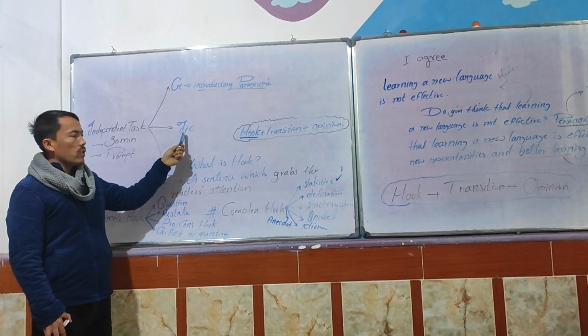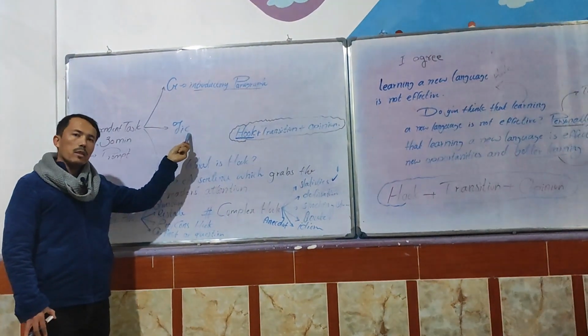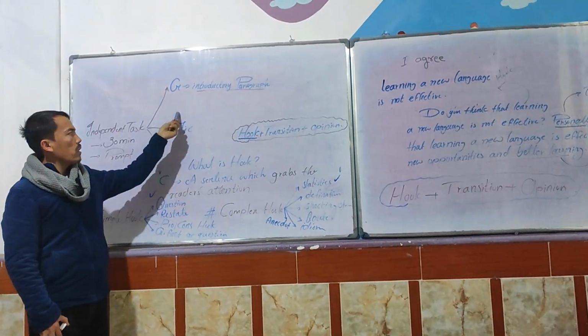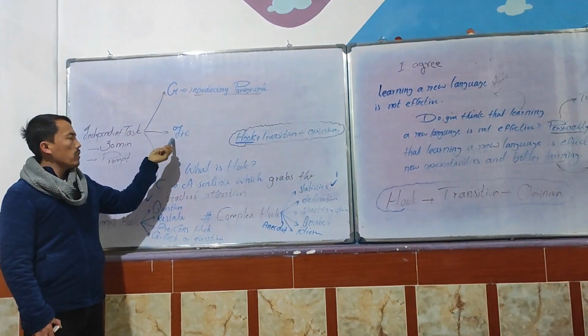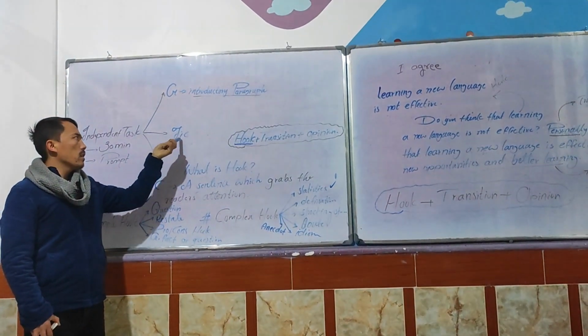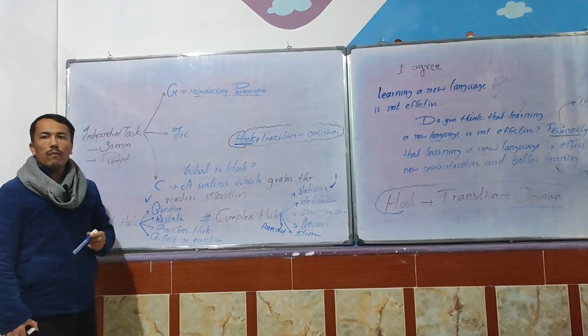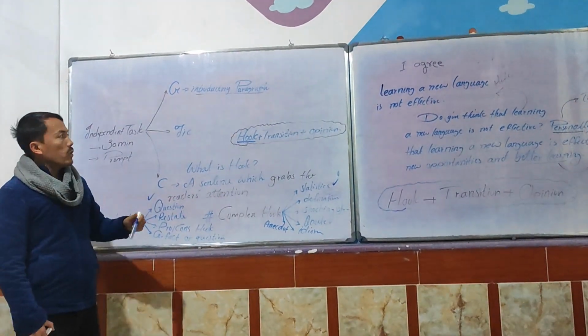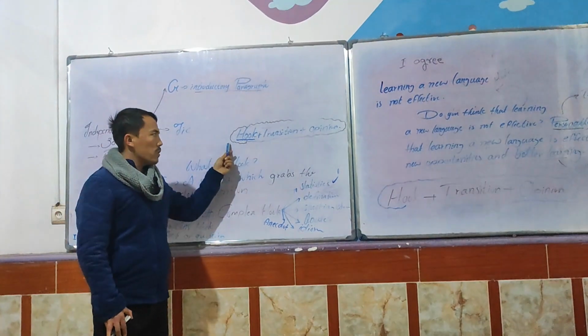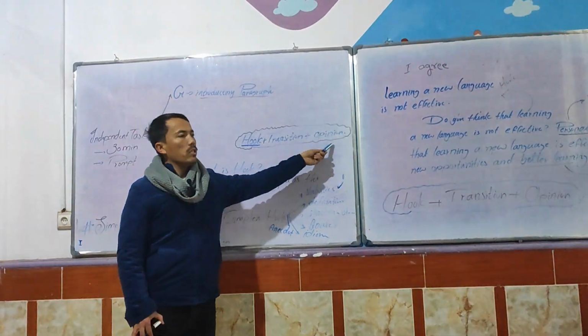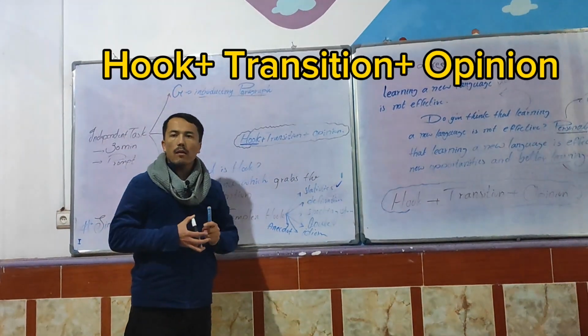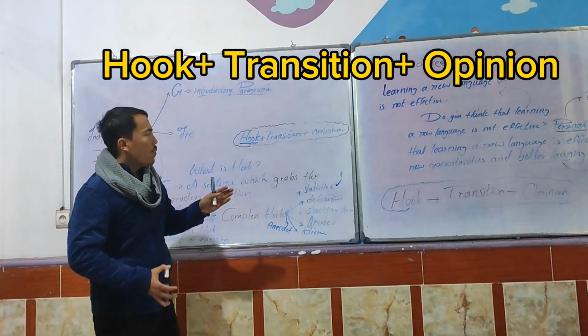Tick means transition, illustration, and concluding sentence. That we have to have 3 ticks here means 3 transitional sentences or words, 3 illustrations, and 3 concluding sentences. And finally, we have to have a concluding paragraph. In today's lesson, we would like to focus on this formula. If you want to write an introductory paragraph for the independent task, what to do?